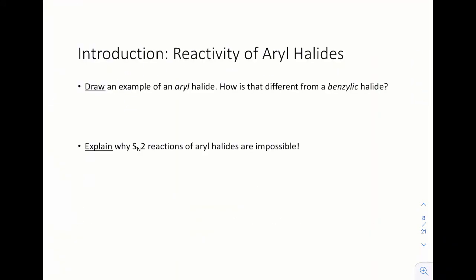We've discussed vinyl and allyl halides. Now let's move on to aryl and benzylic halides.